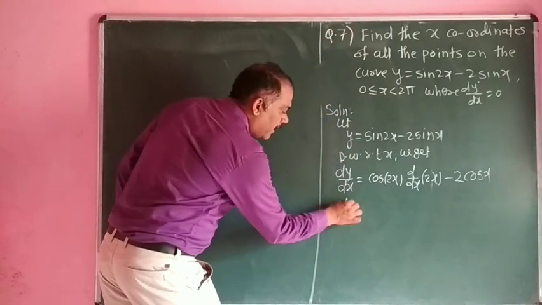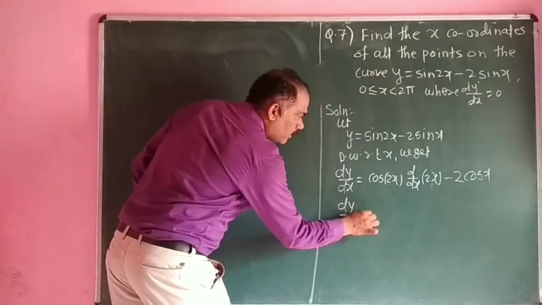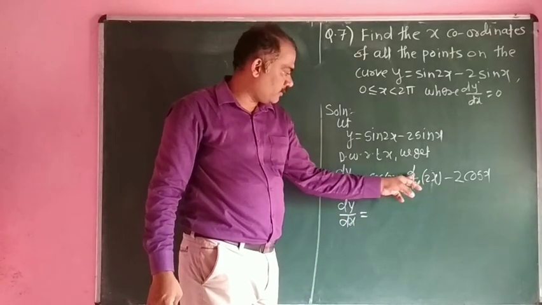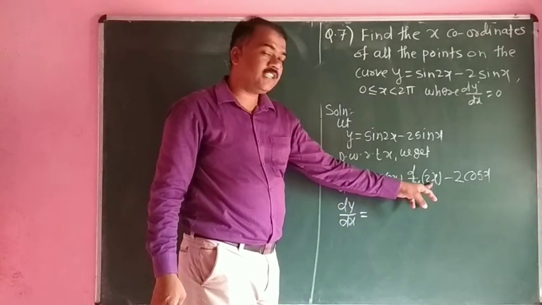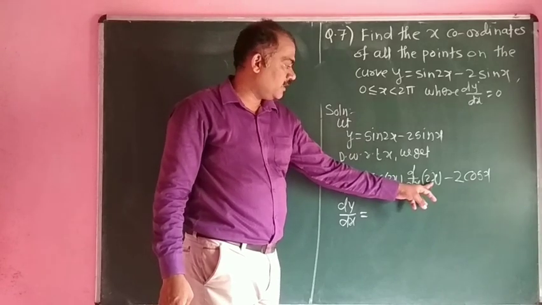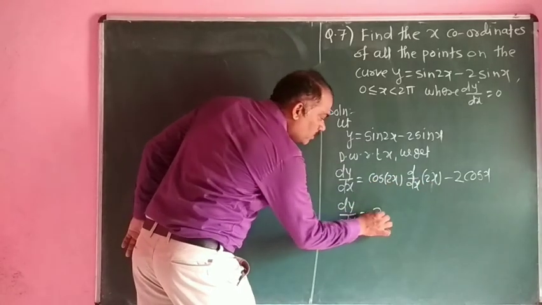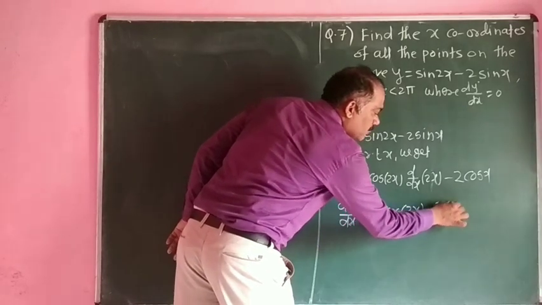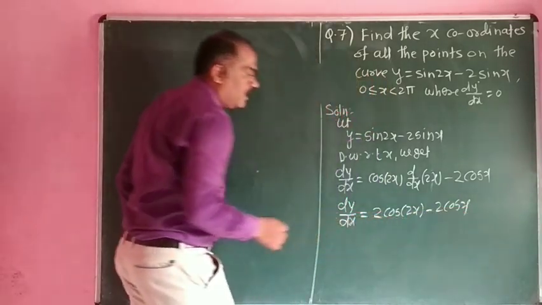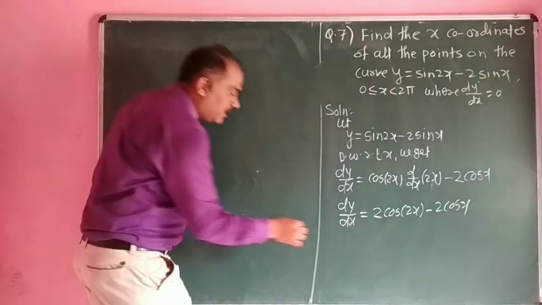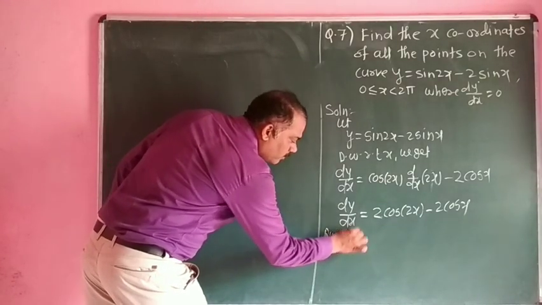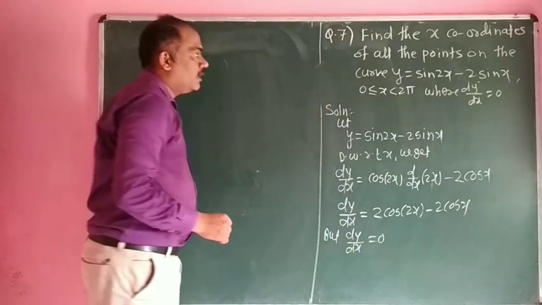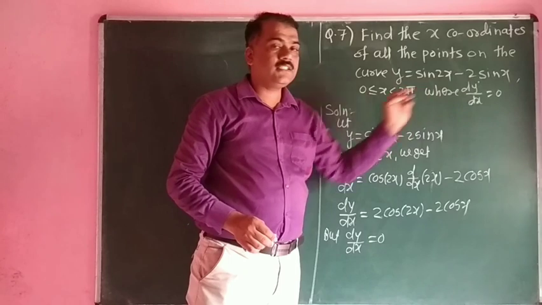That is dy by dx is equal to, what is the derivative of this 2x? 2 is constant, so we have to take it outside. Derivative of this x with respect to x is nothing but the 1. That is 1 into 2, 2. That is 2 times cos of 2x minus 2 times cos x, which is the value of dy by dx. But it is given that dy by dx is equal to 0.